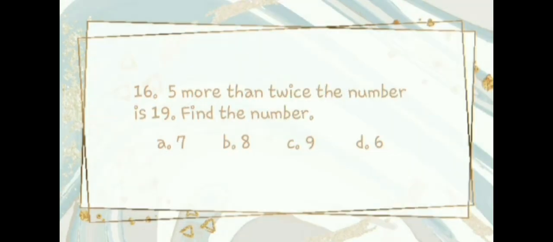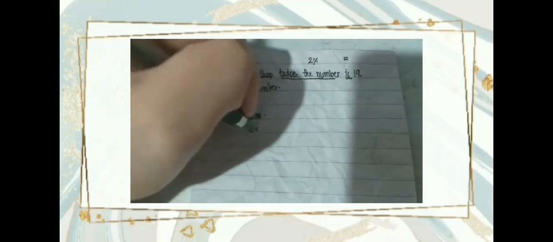Number 16. 5 more than twice the number is 19. Find the number. So what we are looking for here is the number. First, let the number be x. Twice the number, in mathematical expression, is 2x. Then "more than" is our operation, which is addition, plus. And "is" is the equals. So we put it all together: 2x plus 5 equals 19.